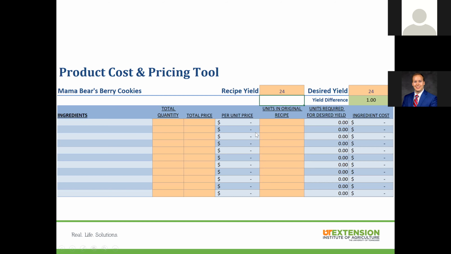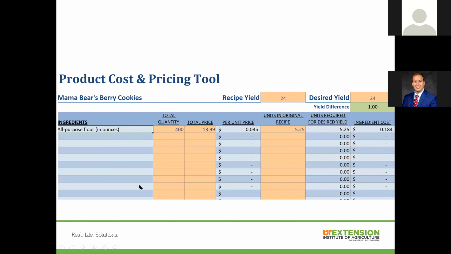As we look here, in this case, we're again saying that we have a recipe of 24 cookies, and we've put our all-purpose flour in. We've typed that into the ingredients, and note that we've put in parentheses "ounces." Then we would plug in the orange cell: 400 ounces of flour costs us $13.99. We get that from, say, a 25-pound bag of flour with 16 ounces per pound. That's 400 ounces of flour in a 25-pound bag.